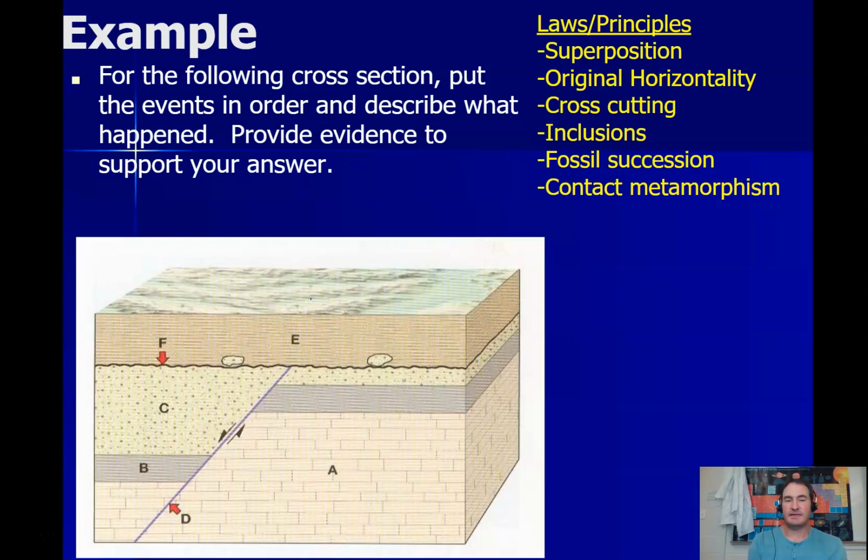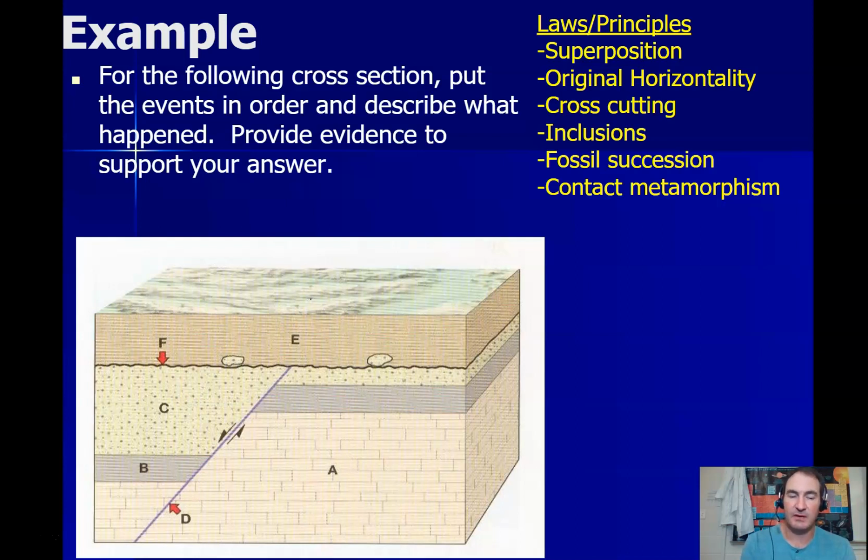What's the next event that's happening? Now, we would look at fault D. Fault D cuts through layers A, B, and C. So we know A, B, and C are all older. They had to be there before the fault at D happened. D does not cut through E or go into F. And so we know that that fault is going to be younger than A, B, and C, but it's going to be older than E and F.